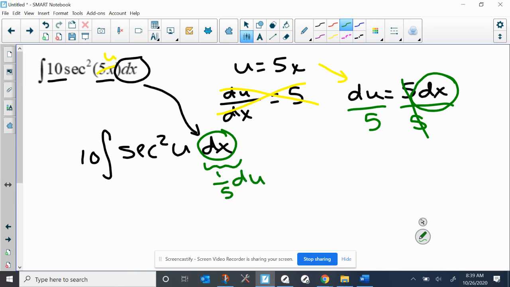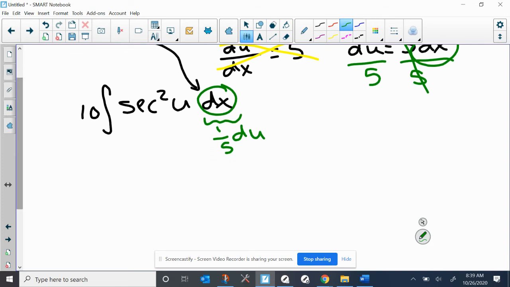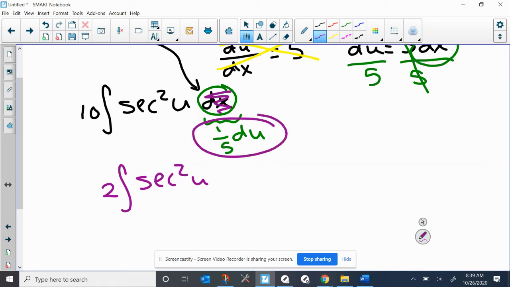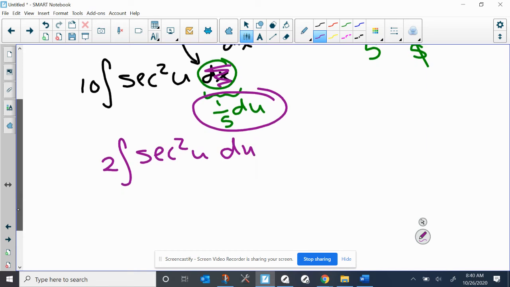All right, so I'm going to rewrite this one more time before I integrate, and you're going to see that I now have two coefficients. I have a 10 and a 1/5, so you will multiply to combine those. So 10 times 1/5 is 2, and then I'm going to write everything else I have. I have a secant squared u, and remember this dx got replaced with this, so I've used the 1/5 to change the 10 into a 2, but I still have a du. And now we're ready to integrate.